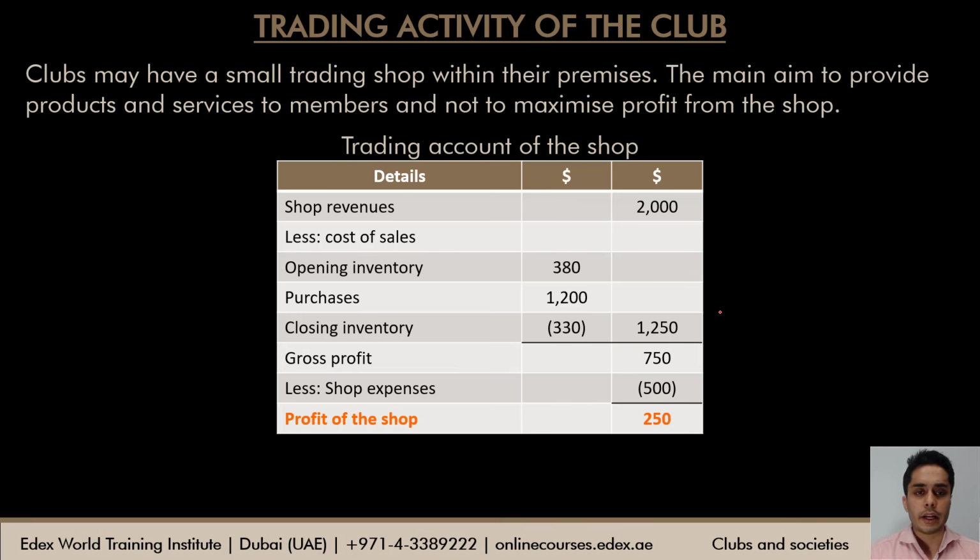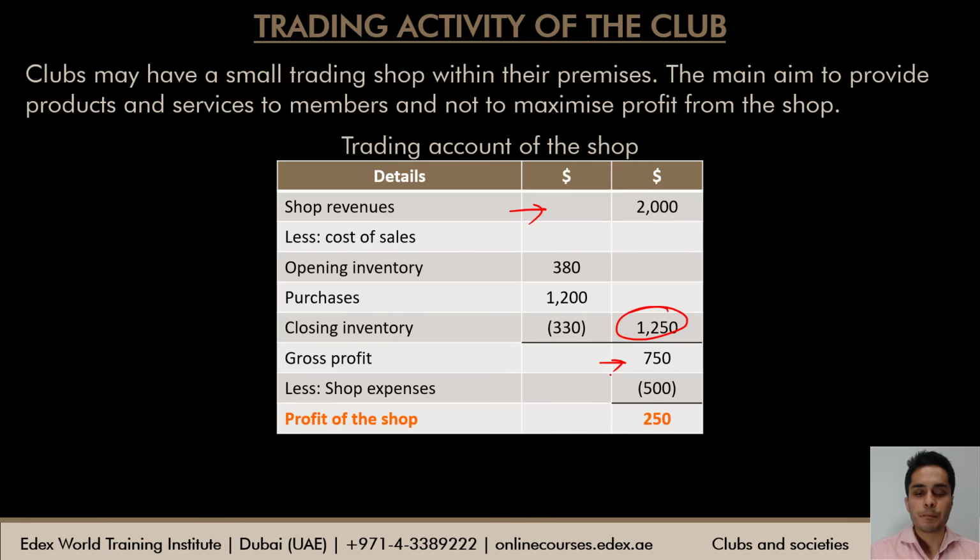Now, the format of a trading account of the activity that happens within the club will be similar to the income statement you've already seen for a profit organization. It starts with the revenues, shop revenues, less cost of sales. You need to calculate the cost of goods that have been sold: inventory, purchases, closing inventory. Obviously, you know about it. Eventually, you arrive at the cost of sales.